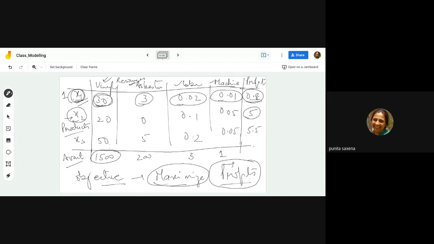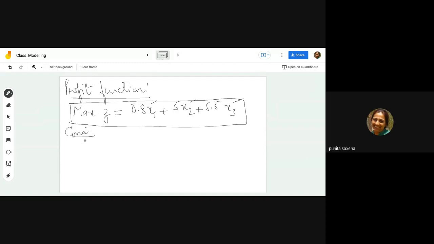Similarly, for countertop, it will be 20 X2. And for wall tiles, it will be 50 X3, right? So that means the total utilization of vinyl is going to be 30 X1 plus 20 x2 plus 50 x3. Now see, this is going to be the utilization of vinyl, the first resource, on all the 3 products that are under study, right?